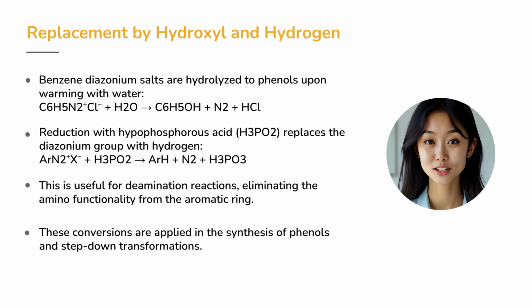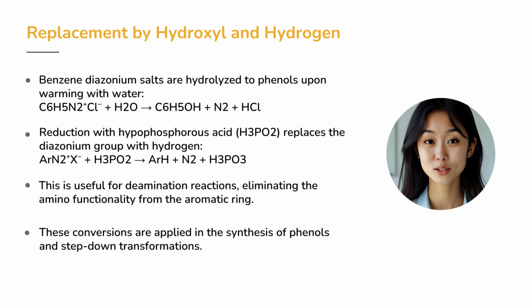Welcome back, inquisitive minds. Let's see how diazonium salts can transform into some useful functional groups like phenols or simple aromatic hydrocarbons. First, when benzene diazonium salts are warmed up with water, they get hydrolyzed, which means the diazonium group is replaced by a hydroxyl group, forming phenol. The chemical equation reads, benzene diazonium chloride plus water converts to phenol plus nitrogen gas plus hydrochloric acid. So, a water molecule takes the place of the diazonium, releasing nitrogen gas into the air.